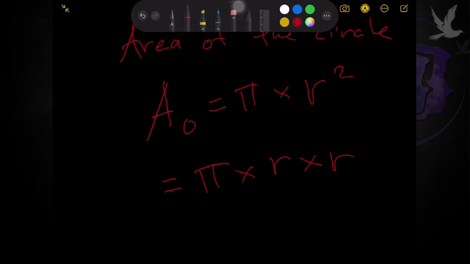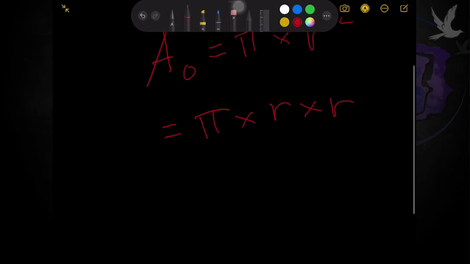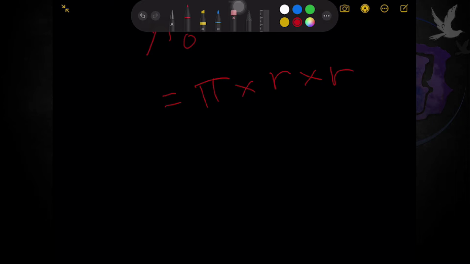Okay, kasi in higher mathematics nga, if we multiply the same variable, the exponents tend to add up, no? So r times r is basically r squared. Okay, so that's how you solve for the area of a circle. Pag area of a circle, solving it, all you need to do is just to take pi multiplied to r times r.